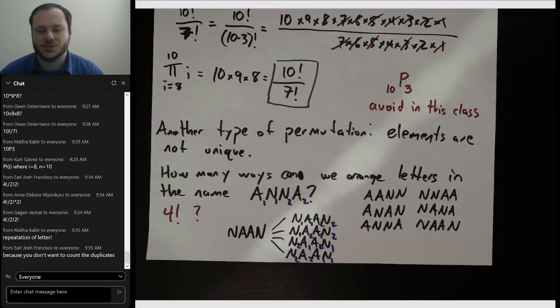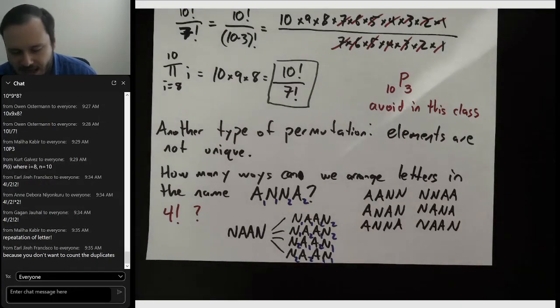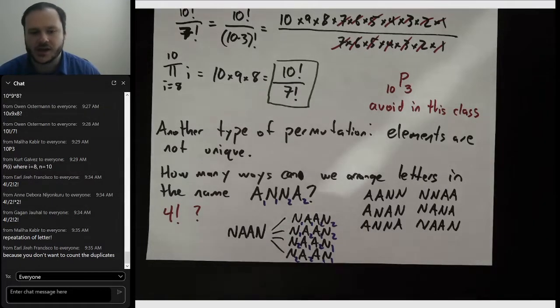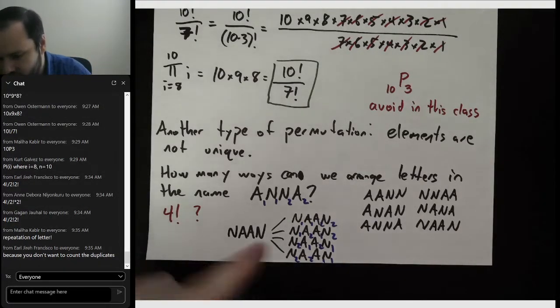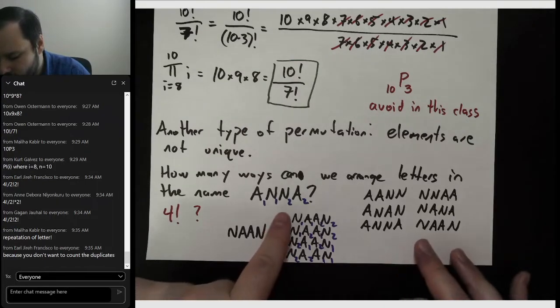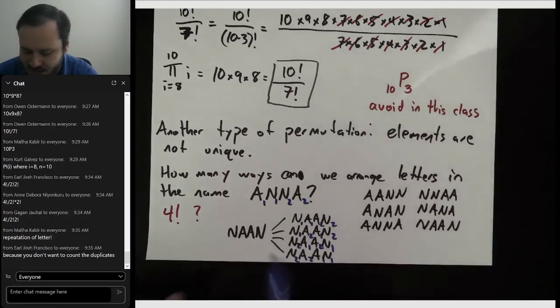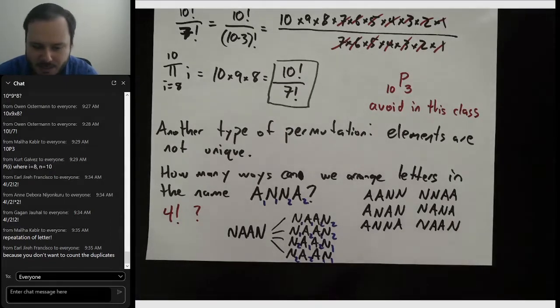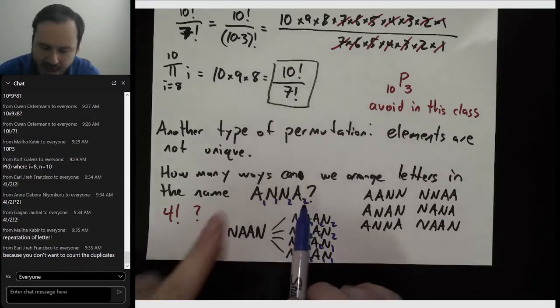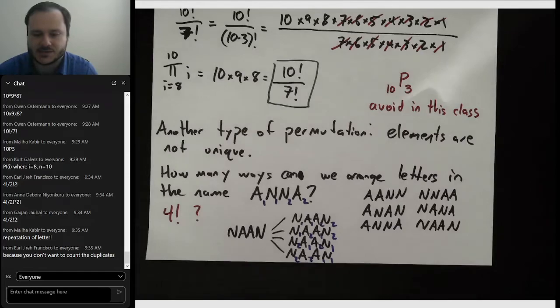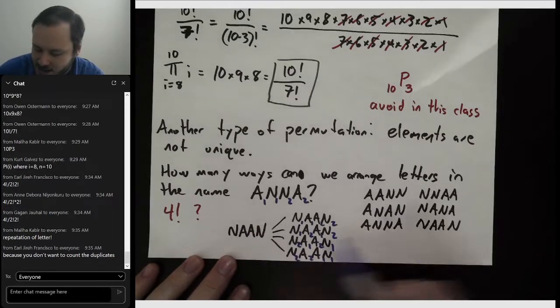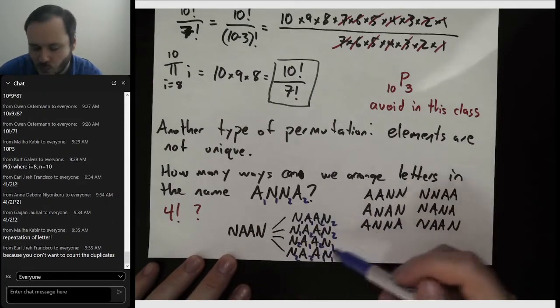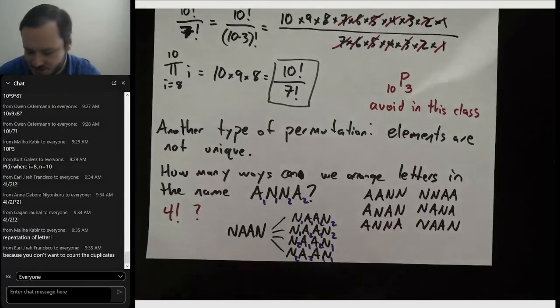So in order to combat this, in order to cancel out the duplicates, I need to figure out what's going on. What's going on here is that with any arrangement of this, I can swap the ends, or I can swap the A's. So that's why each one of these arrangements accounts for 4 different orderings of these letters.